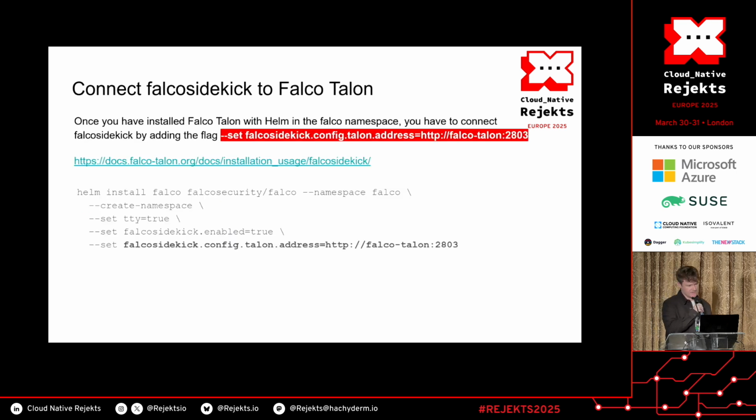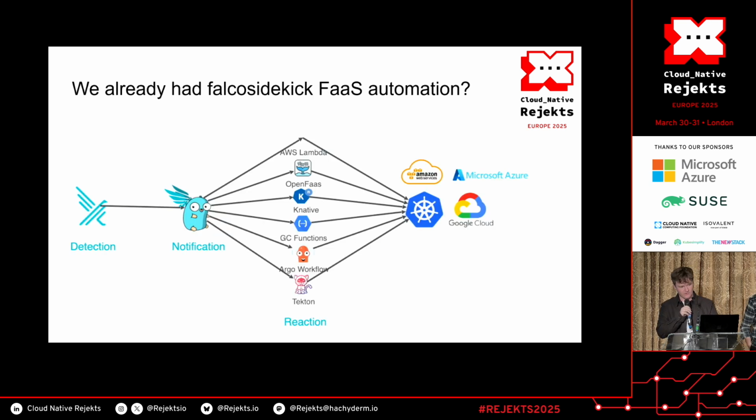Today, as you can see here, this is just a general install of Falco. I'm saying create a namespace, make sure TTY is set to true so real-time detections are coming through, and I've enabled that component called Falco Sidekick. I've configured it to say I just want to send a POST request, to send whatever to that HTTP endpoint to Falco Talon on port 2803. So in that case it's sending to Talon, but Talon isn't deployed. There's nothing here called Falco Talon.